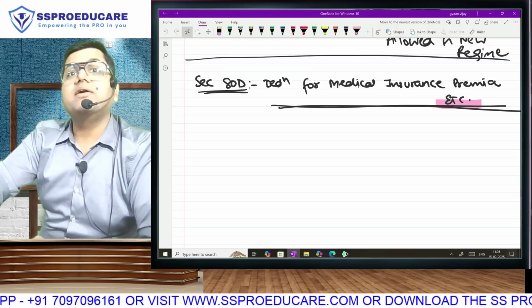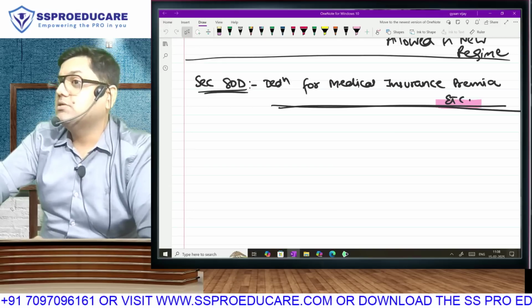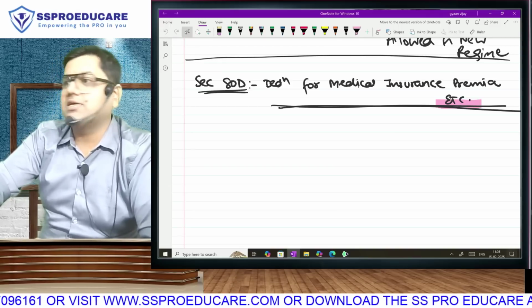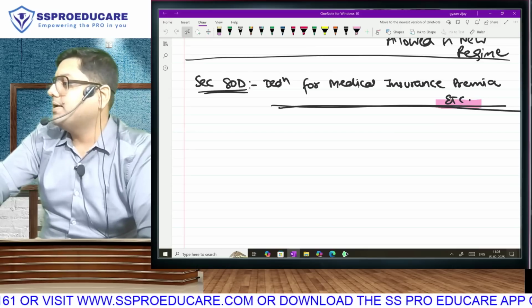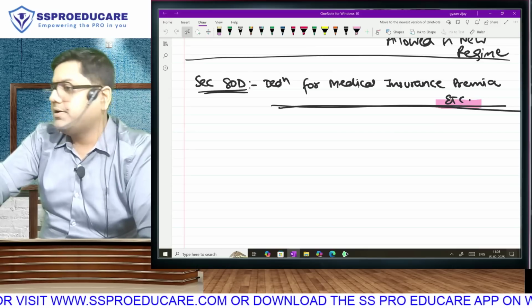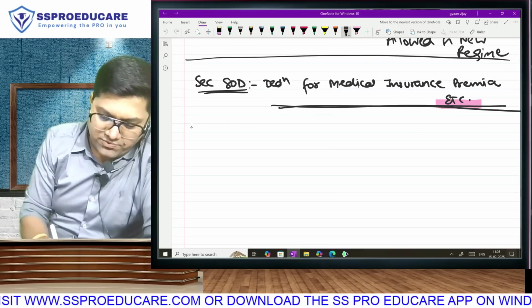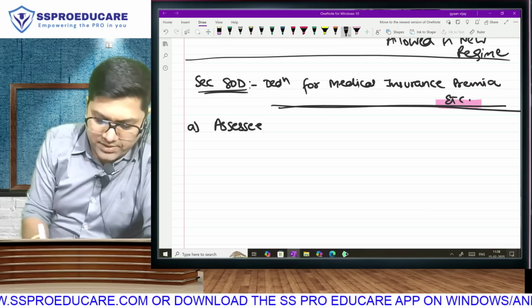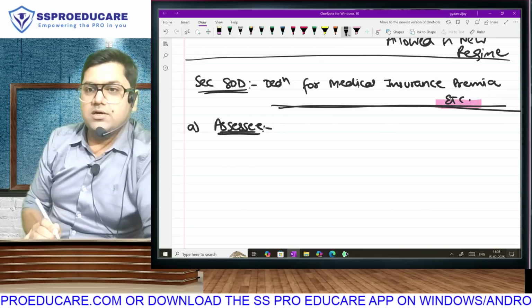But is the government desirous of encouraging these investments? So we will give you deduction under 80D. Just like we were encouraging life insurance under 80C, we are encouraging medical insurance under 80D, subject to the following points. First point is, which assessee is going to be eligible for this deduction?